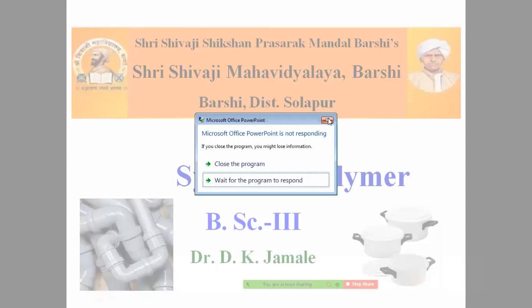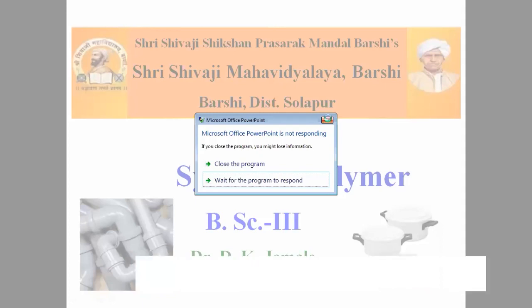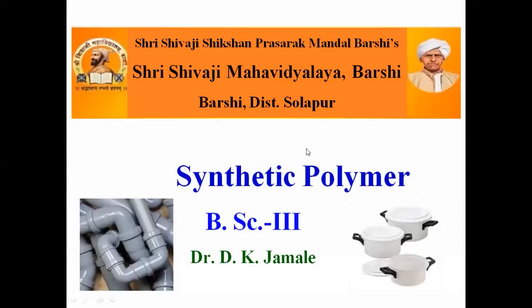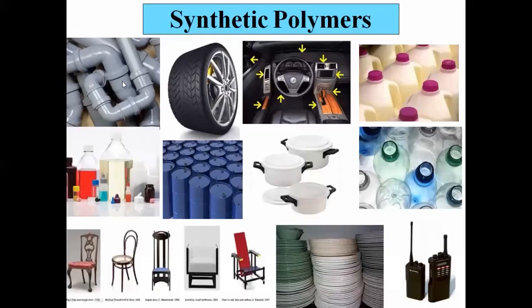If we look at the day-to-day life of human beings, so many equipments and so many utensils are made up of polymers. For example, pipes, agricultural pipes, tires, then other equipment like bottles, household equipment, furniture, and various toys. In our life, there is a vast role of polymers, and therefore we are discussing polymers in detail.